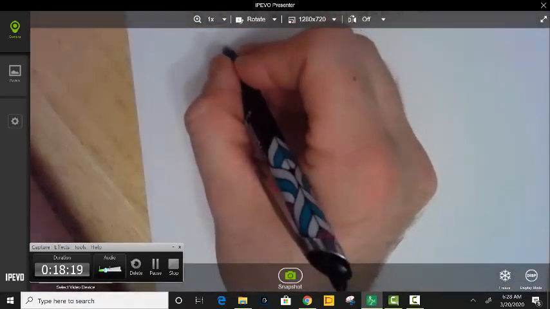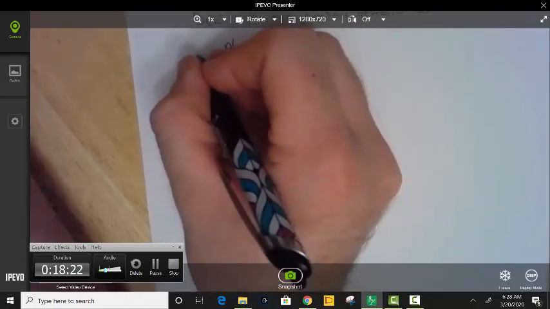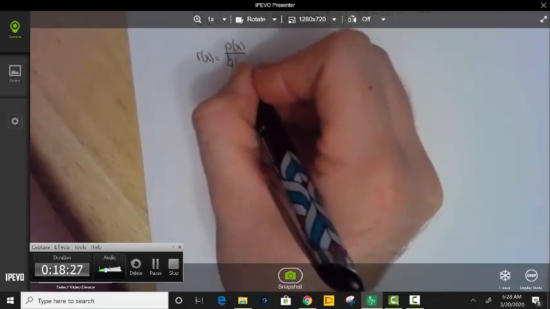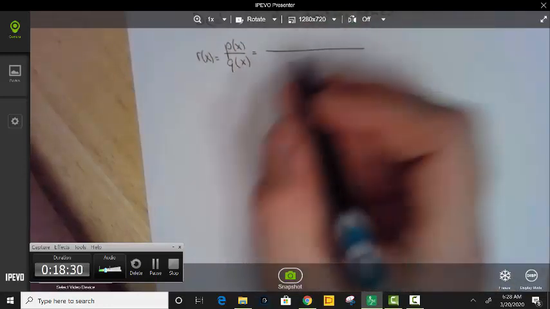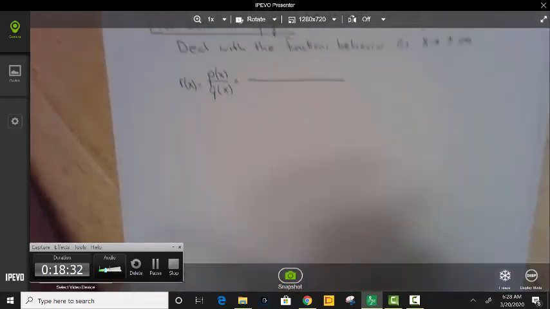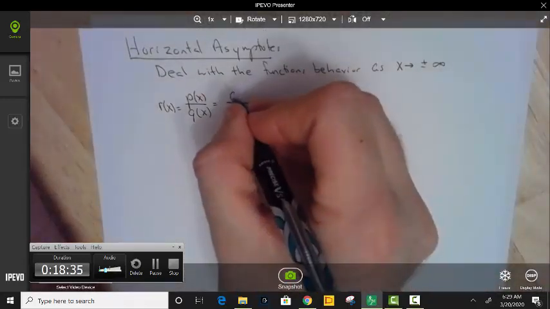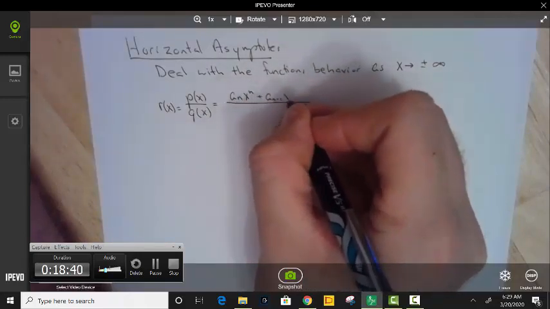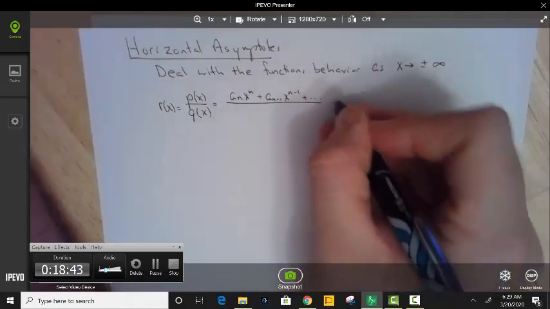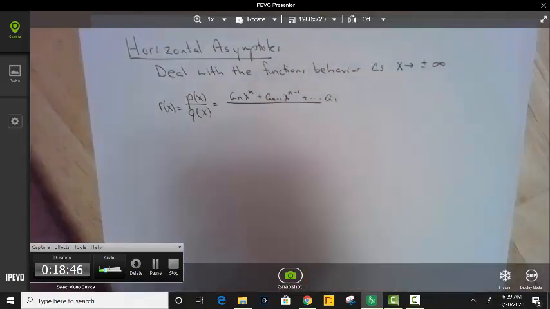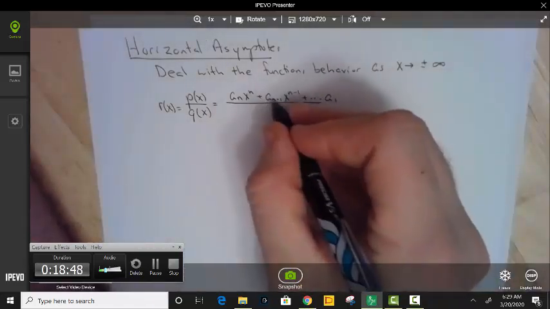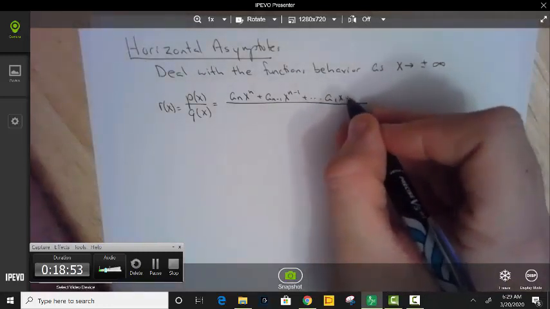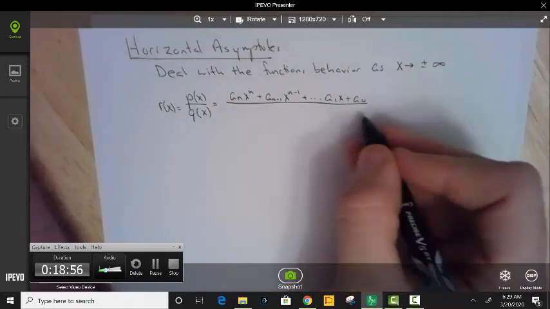And so let's say we've got the rational function p of x over q of x, where p of x and q of x are both polynomial functions. So since it's a polynomial function, p of x would follow the definition a sub n x to the n power, a sub n minus 1 x to the n minus 1 power, all the way down to a sub 1 x plus a sub 0. And let's just do the same notation.